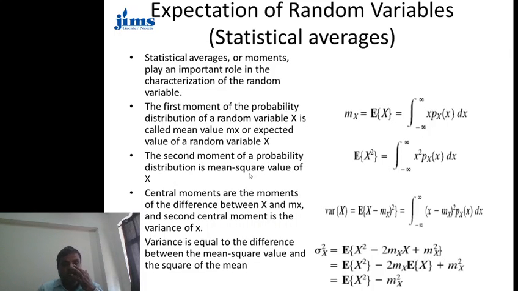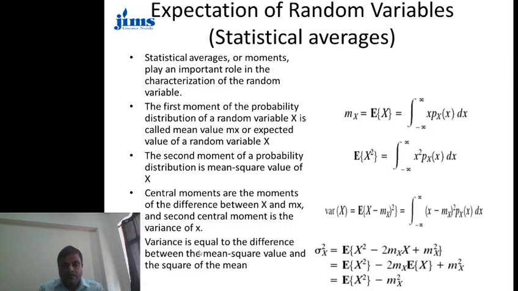Then the mean square is represented here. In both expressions we write X, and for the mean square it is X squared. Similarly, central moments are moments of the difference function X minus mX, and the second central moment is the variance of X. So the variance is defined as E[(X minus mX) squared]. These formulas will be written directly here.